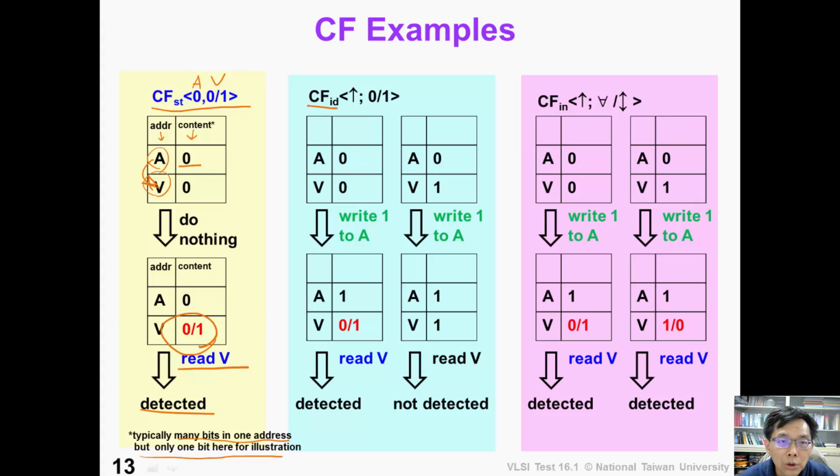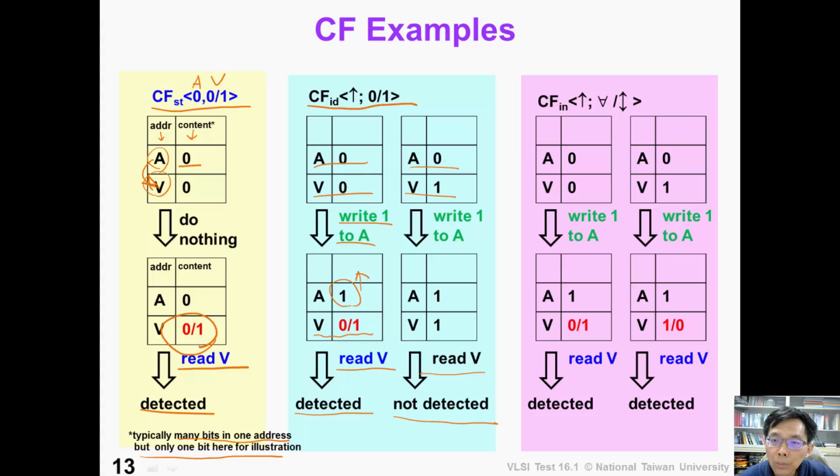Again, we show the example for CFID. Initially, the aggressor cell is 0 and the victim cell is 0. When we write a 1 to cell A, we create a rising transition. In this case, the victim cell will be forced to 1. After we read the value of V, we can detect the fault. On the contrary, if the initial values of A and V are 0 and 1, we cannot detect this fault.